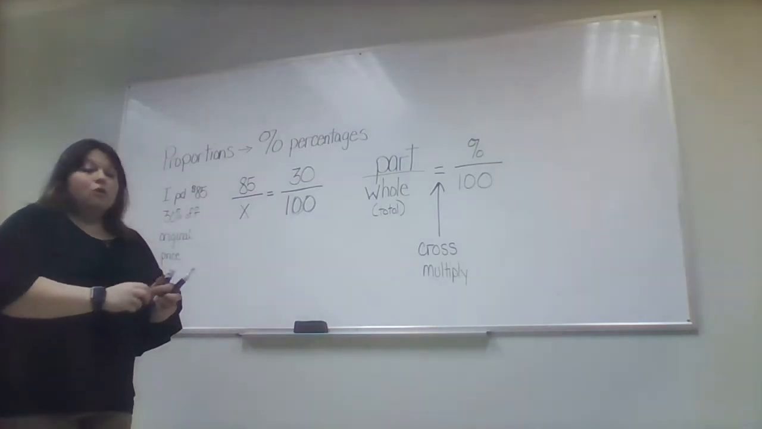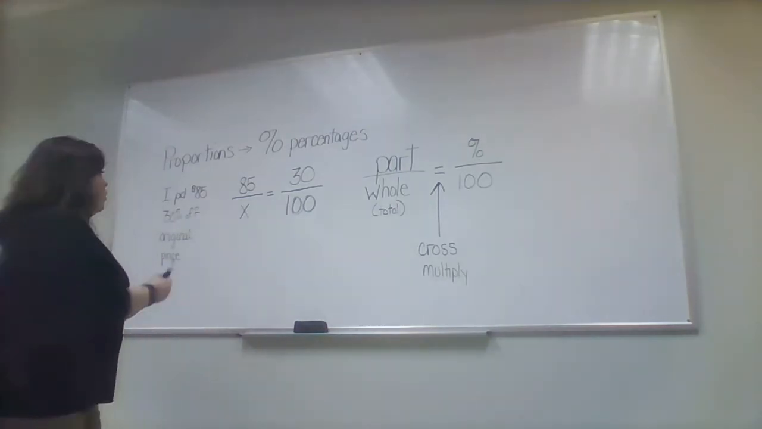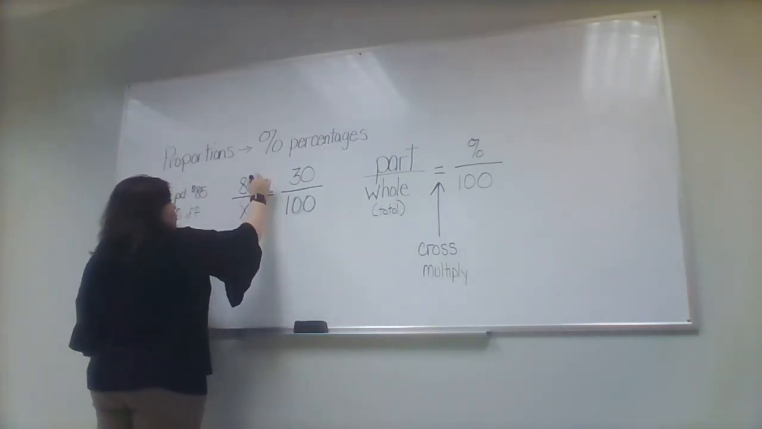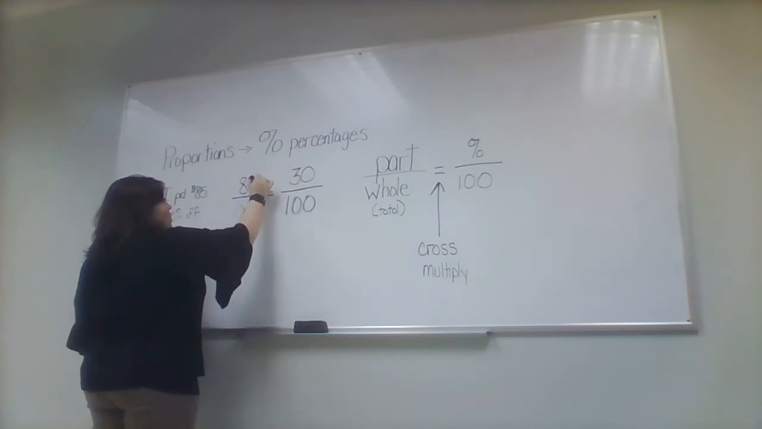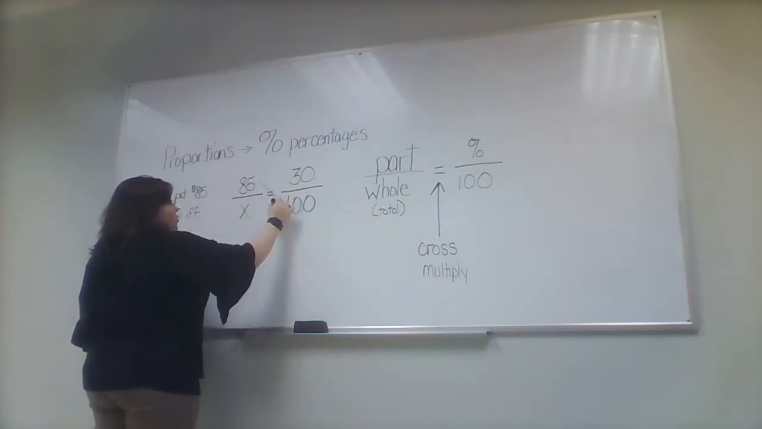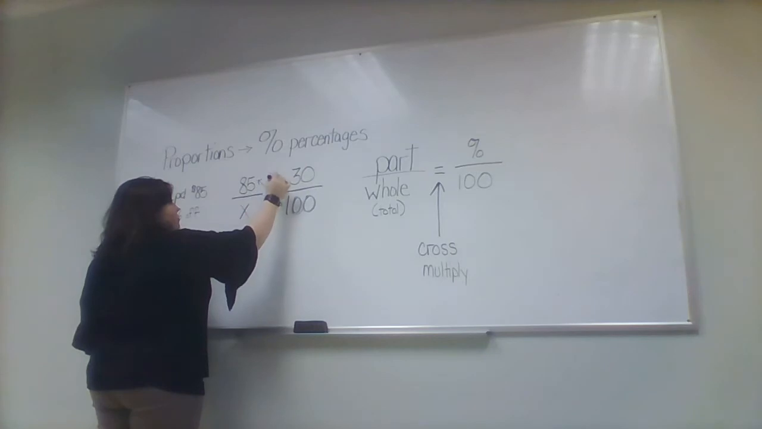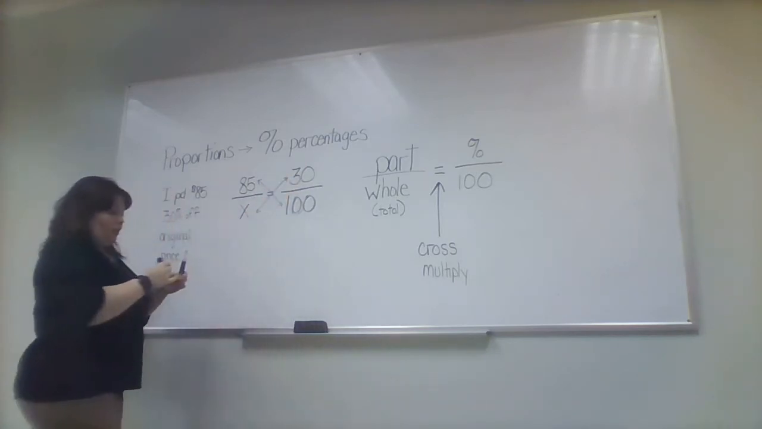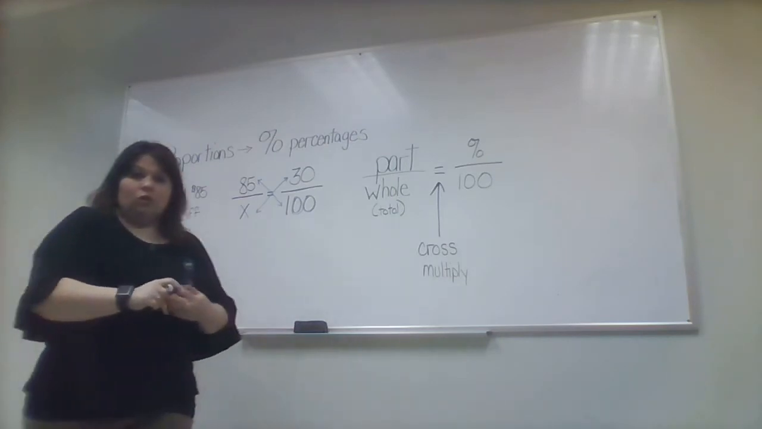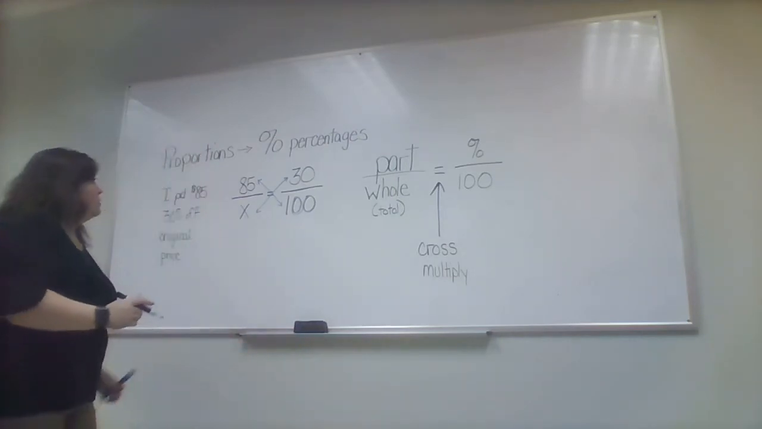So now we have to cross multiply to solve this. So that means we're going to crisscross, and we are going to multiply the 100 and the 85, and we're going to multiply the 30 and the X together. So grab a calculator if you need to.